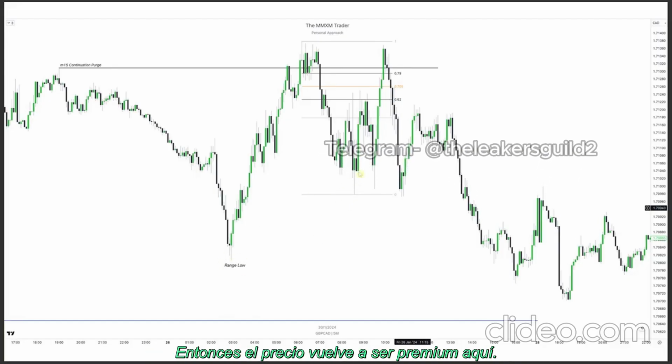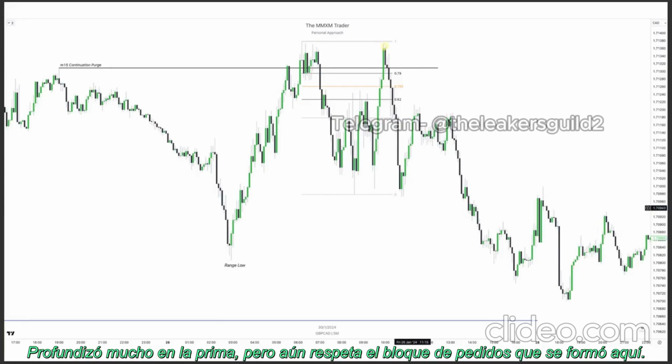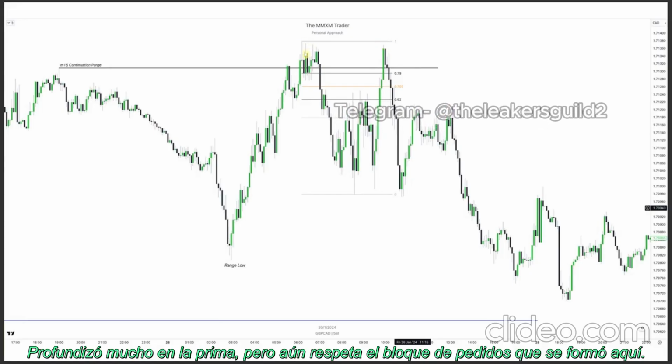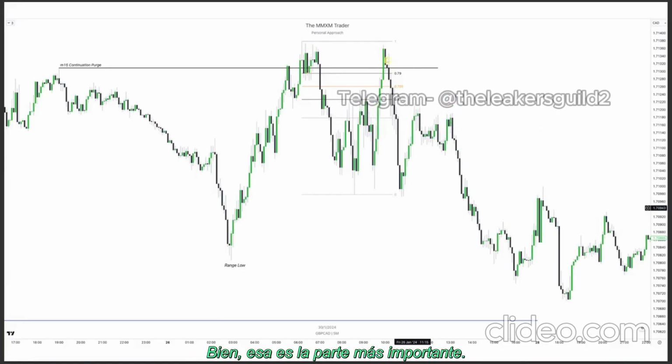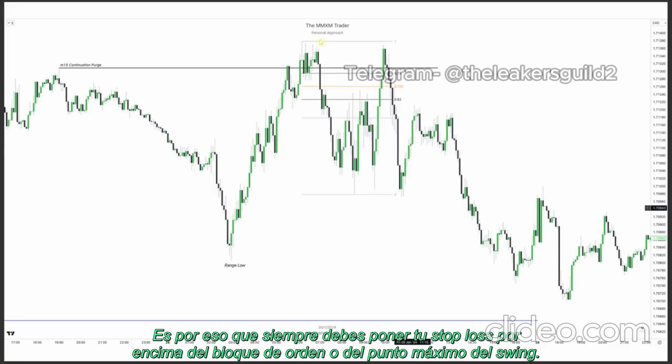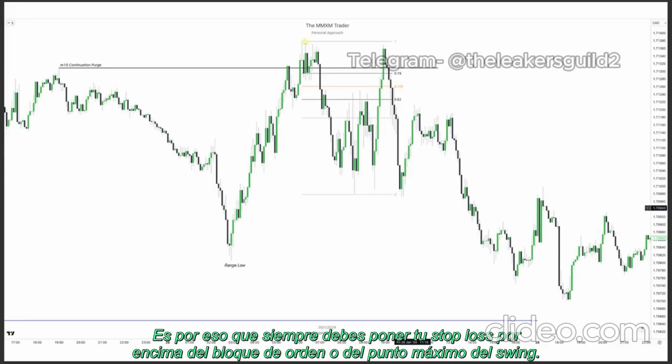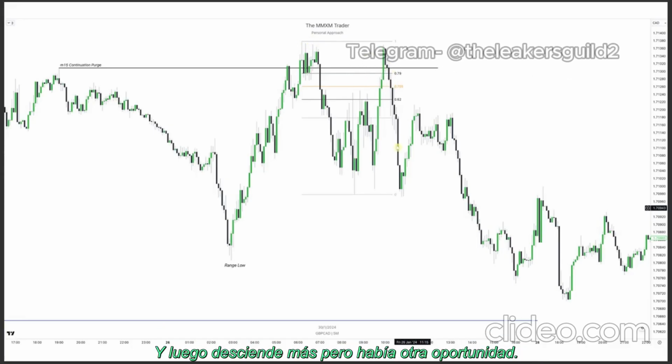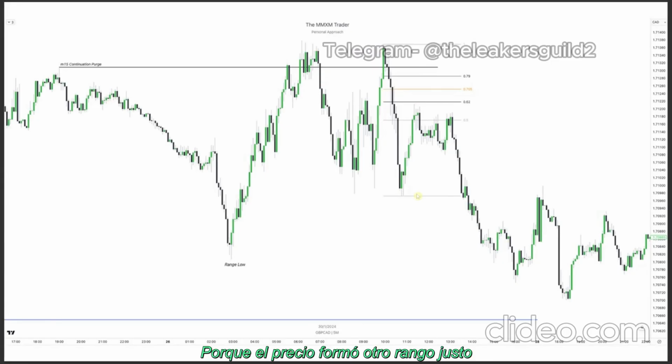So price comes back into premium over here. It went very deep into premium, but it's still respecting that order block that formed over here, right? So that is the most important part. That's why you should always put your stop loss above the order block or the swing high point, and then it declines down lower. But there was another opportunity, because price formed another range, right?